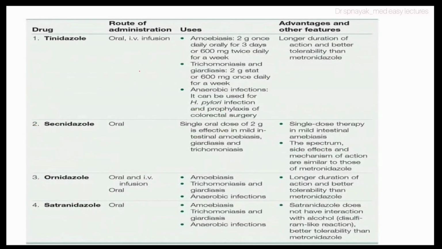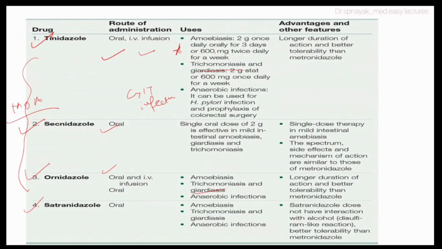And similar to metronidazole, we have other drugs like tinidazole, secnidazole, ornidazole, and satranidazole. So these have the same mechanism of action. It is given in oral and IV formulations. So their main use is also amoebiasis, trichomoniasis, and also giardiasis. It is given in any sort of GIT infection. These drugs can be given.